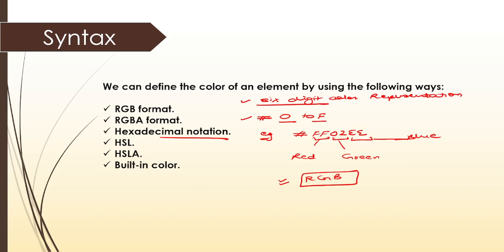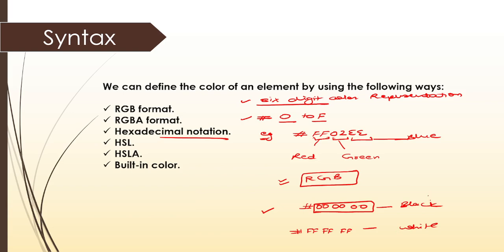One more important point here is, in the case of hexadecimal notation, if you want to give the color black, you can use the combination hash 000000. Remember to write every value 6 times. This is the code for black. And if you want to use white, you can write FF, FF and FF. This is the code for white. So this is how you can use hexadecimal notations.